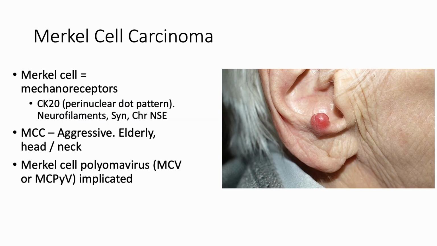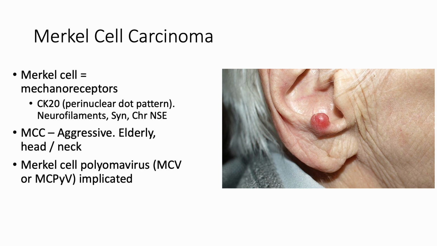Next is the Merkel cell carcinoma. The Merkel cells are the mechanoreceptors in the skin, and they are neuroendocrine cells, so they stain for neurofilament, synaptophysin, chromogranin, and NSE. Interestingly, the cells are also positive for CK20, with a paranuclear dot pattern. And when the Merkel cell becomes a carcinoma, it also retains this staining pattern.